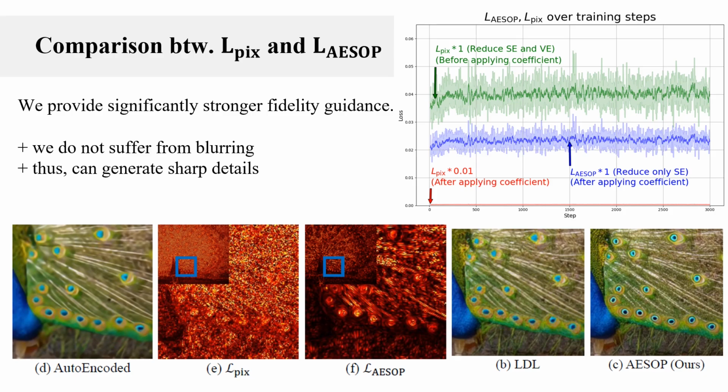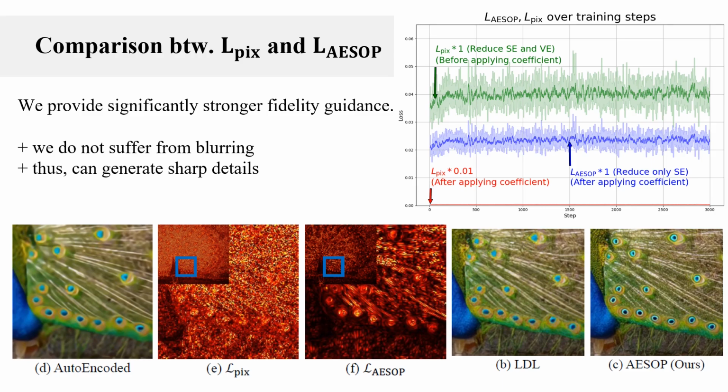Here we provide some intuitive figures that compare our proposed AESOP loss against conventional per pixel level loss. As can be seen, since we have isolated SE and VE and only penalized based on SE, the loss scale exhibited by our proposed loss is smaller compared to the original LPIX loss. However, when the coefficients are applied, our loss shows a significantly higher level of scale, indicating that we provide much stronger reconstruction guidance as discussed in the prior slides.